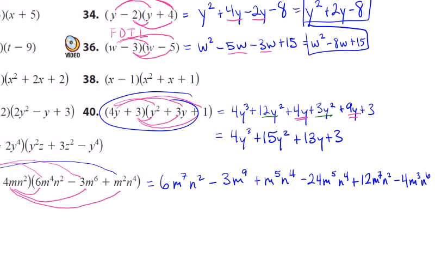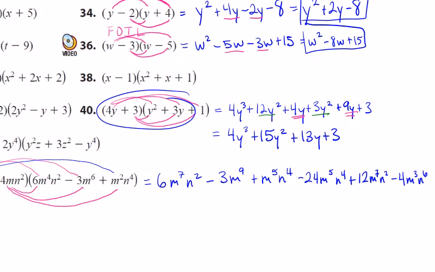So now we have to check to see what like terms we have. So here I have a m to the 7th n squared. Have another one there, right? So since those have the exact same variable expressions, I can combine those like terms. 6 plus 12 is 18. And then the variables stay the same when we add and subtract, right? M to the 7th n squared.